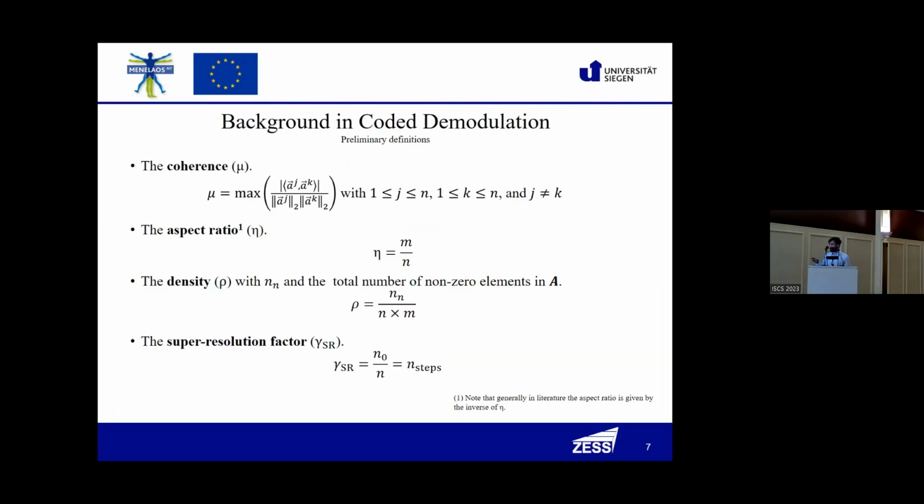We have the aspect ratio, which is the ratio between the number of measurements, the number of rows, and the number of columns. And then we have the density, that is the ratio between the number of non-zero elements and the total number of elements of the sensing matrix, and then the super resolution factor.